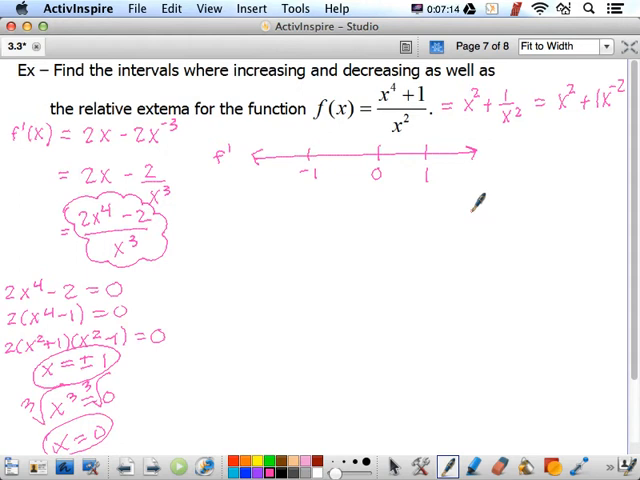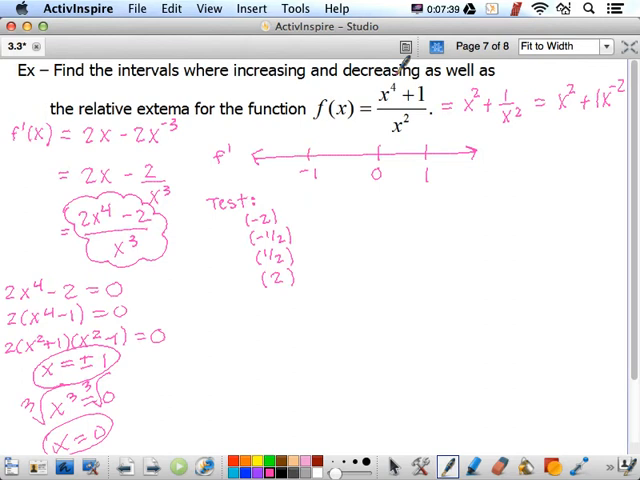So we're going to go ahead and test some numbers into our derivative. How about if we test negative 2, negative 1/2, positive 1/2, and positive 2. And remember that we put these into the derivative to see if the derivative is positive or negative. So we'll pause here and give everybody a chance to do that.